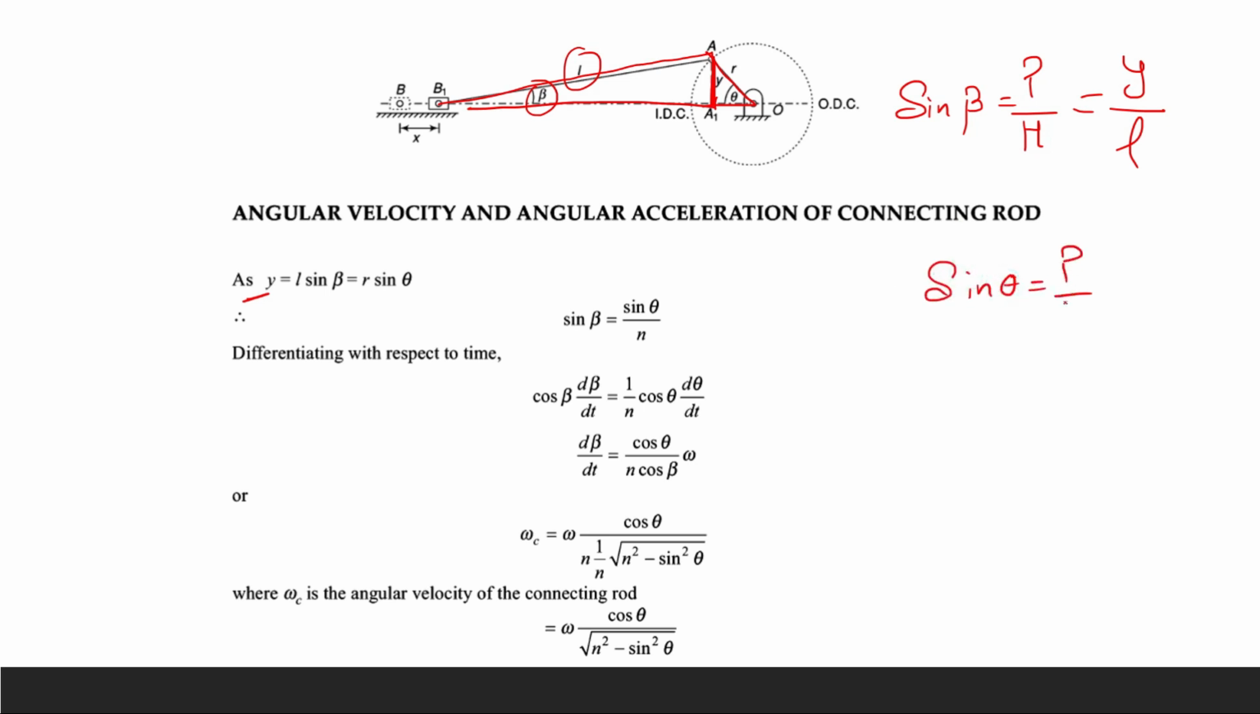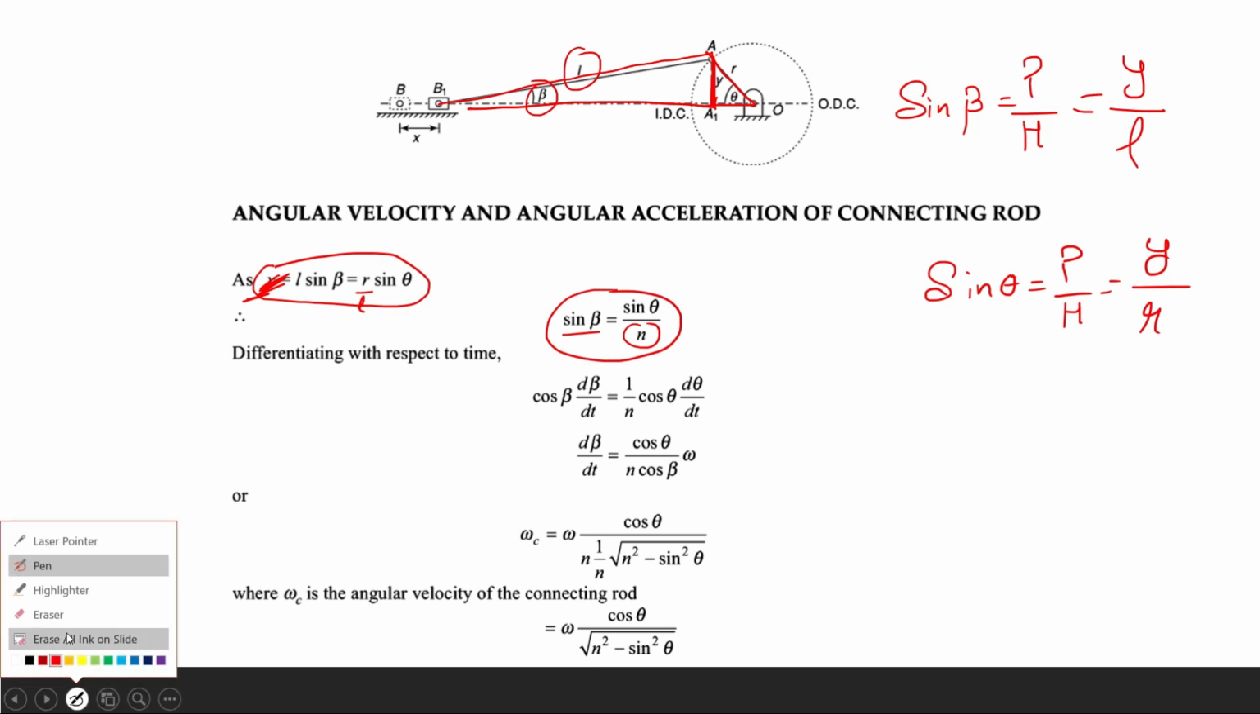and I can also write that sine theta is equal to perpendicular divided by hypotenuse, and perpendicular is y and hypotenuse is r. So I can write y equal to r sine theta. Okay, from here I can say L sine beta equal to r sine theta. Now अगर आप इसको neglect करो यहाँ से, तो I can write sine beta equal to sine theta divided by n. Now how it comes? Simply when you divide r divided by L, it becomes 1 by n. Okay, so यहाँ से आपको sine beta and sine theta के बीच में relation पता चला.